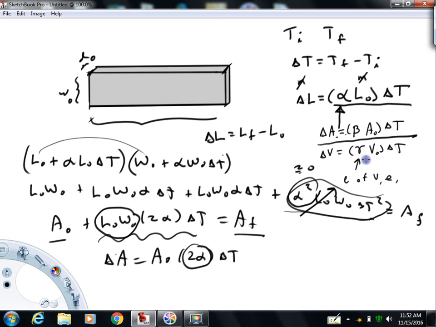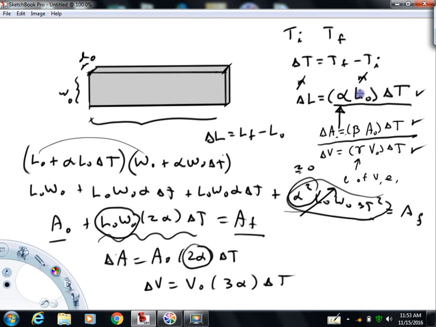And similarly, I'm not going to go through the math, I just don't have enough time or space on this video, but if I did a similar calculation for the volume, you'd get that the change in volume is equal to the original volume times 3 alpha times the temperature change. So you can calculate changes in length using this, changes in area using this, or changes in volume using this.